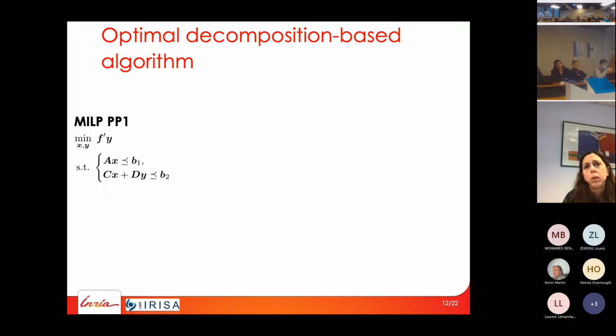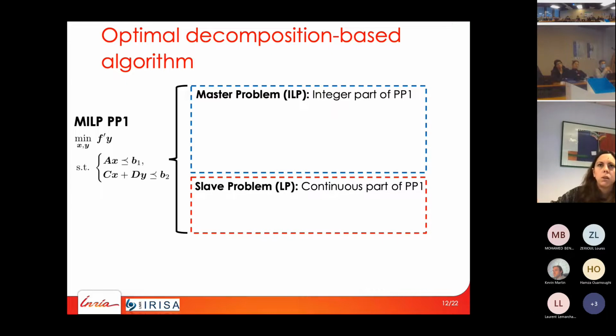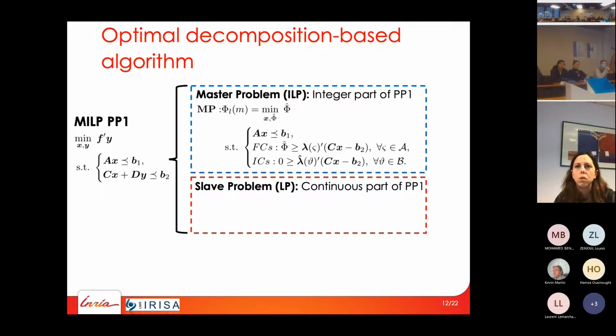And we're splitting the original problem into two. The first one is the master problem, which is formulated as an integer linear programming formulation and includes the integer part of the original problem. So these are the binary variables and the corresponding constraints, plus another set of constraints that I will discuss just in a minute. Then in the slave problem, we have the continuous part of our original problem. So here we have the continuous variables and the corresponding constraints. And the idea behind is to iterate between these two problems in order to converge to the optimal solution.